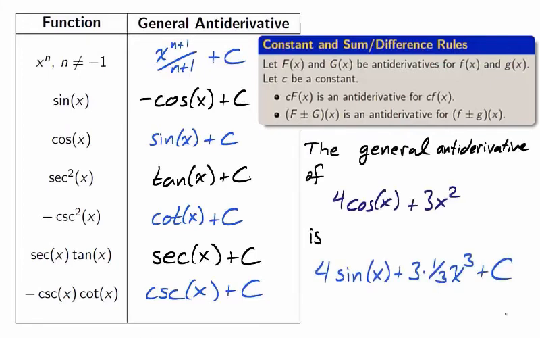Therefore, we can calculate the general antiderivative of the function 4 times cosine x plus 3x squared. We first ignore the constants, taking the antiderivative of cosine, which is sine, and the antiderivative of x squared, which is 1/3 x cubed. We find that the general antiderivative is 4 sine x plus x cubed plus c, where c is any constant. Be careful with antiderivatives.